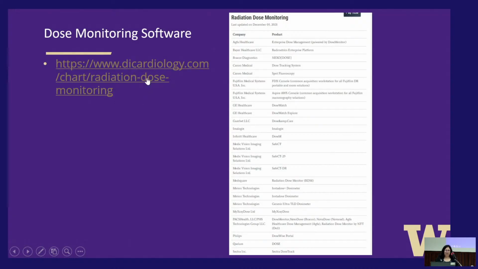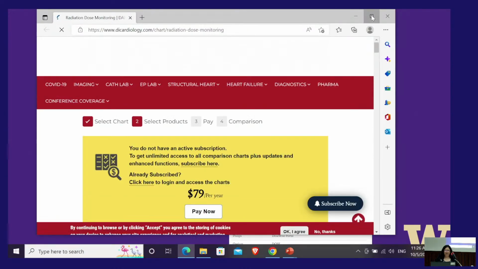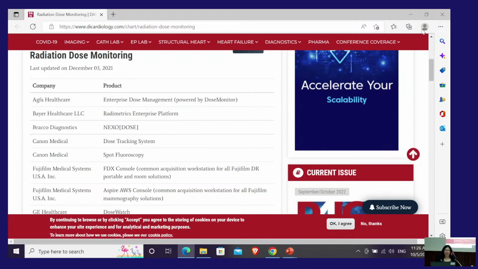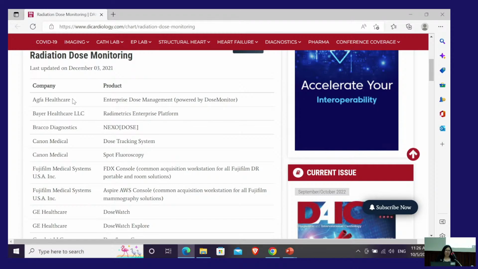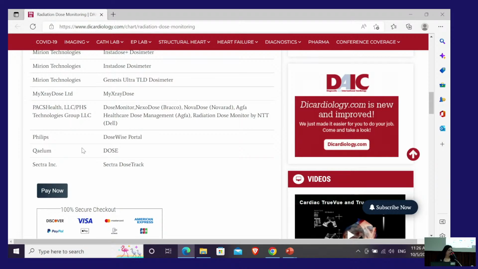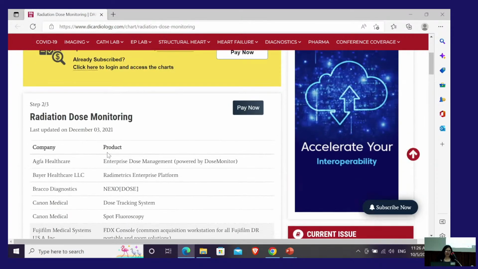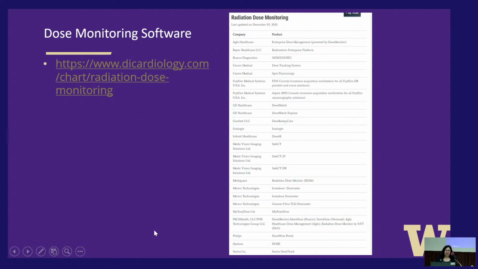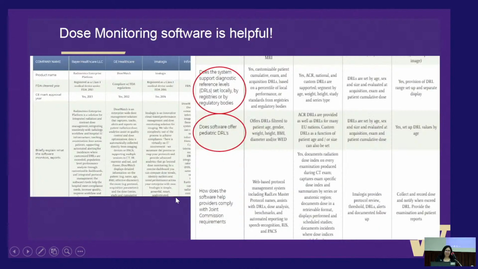If you go to this website, actually, why don't I try to go to it? I do not have an active subscription. Okay, fine. But you can see here that it's showing all the different companies that have dose monitoring software. I think Sam mentioned there are 18, but there are a heck of a lot more than 18. You can go in there and click on any one of them. I guess now you have to pay, so I can't do that. But here's a screenshot from an older version. You can click on this and look at what each software offers. It used to be free. They smartened up and now they're asking for money.